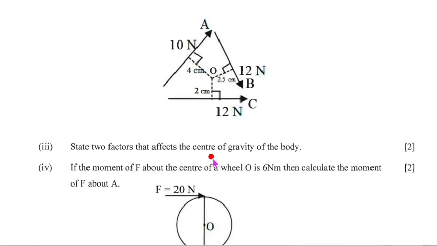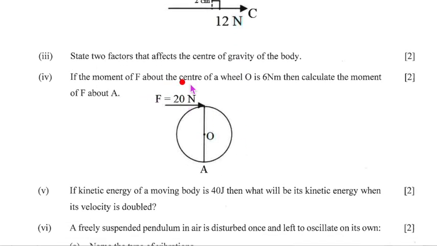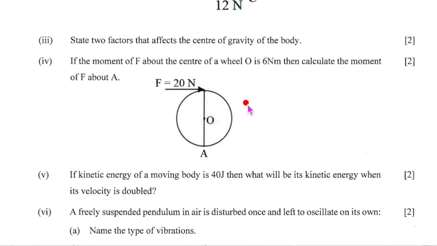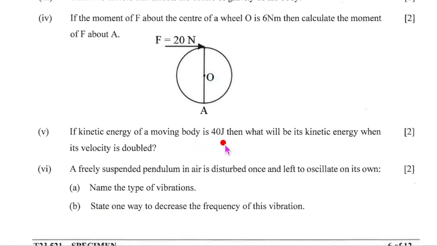State two factors that affect the center of gravity. This was the learning type of question. You have to prepare that. Here also moment of force about wheel O. This also is easy, force into perpendicular distance. Kinetic energy of the moving body is 40 joules. What will be the kinetic energy when the velocity is doubled?